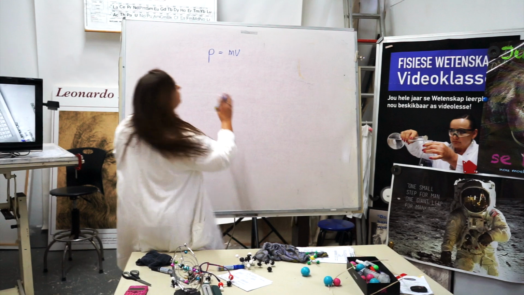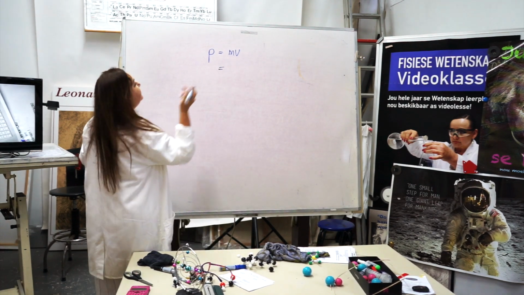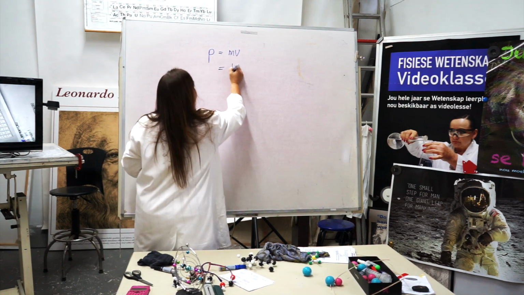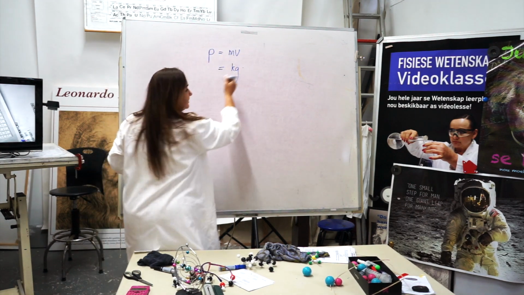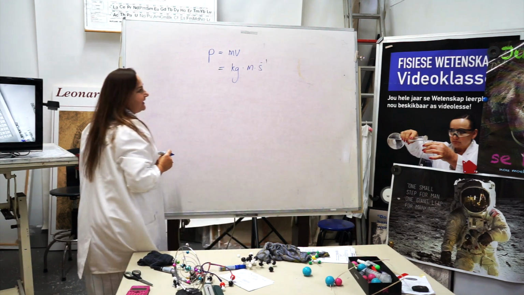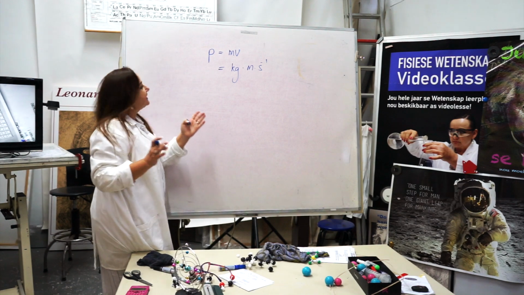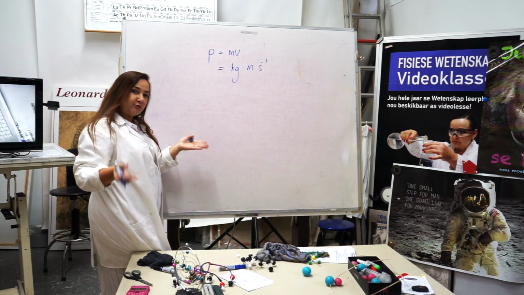Alright, so what would be the standard unit for momentum? We're going to measure mass in kilograms, and we're going to measure velocity in meters per second. And that's it. We're not going to use a different unit at all. So it's just going to be kilogram meters per second for momentum.